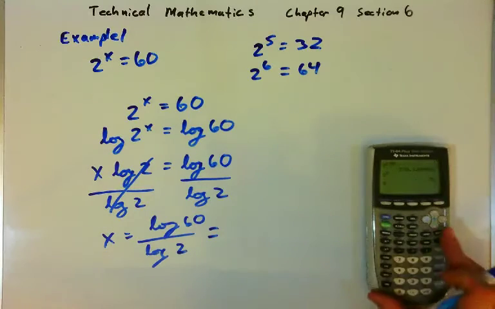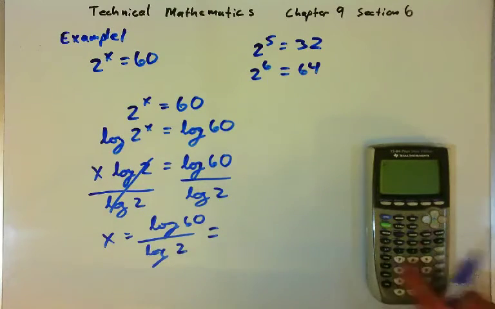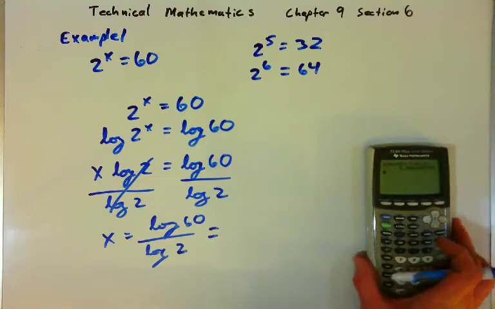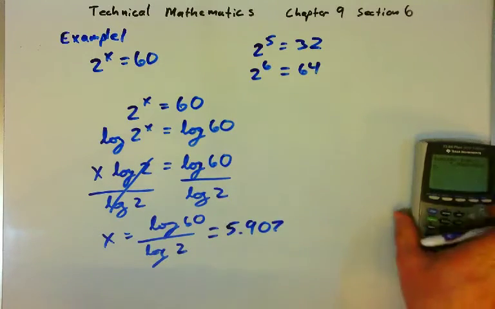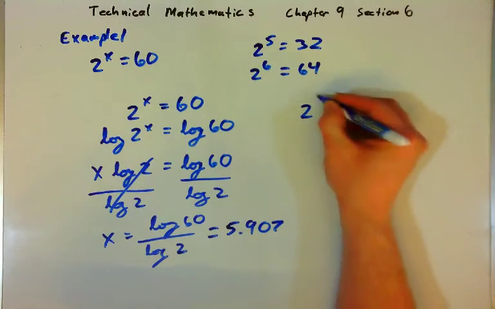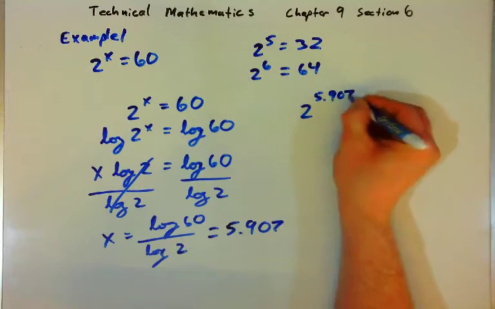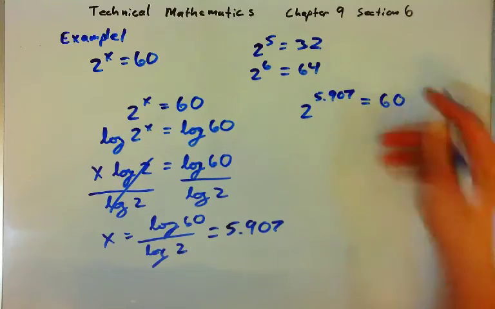And so we'll use our calculator for that. So now I can easily find the answer. I can take the log of 60, close parentheses, divided by the log of 2, close parentheses, and we get 5.907. And so the solution is that 2 to the 5.907 power is what is equal to 60.